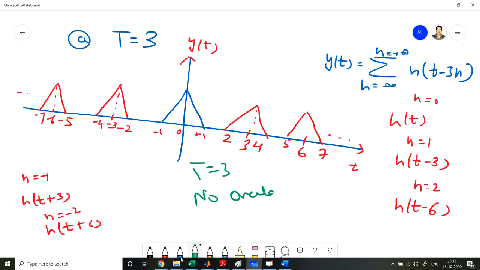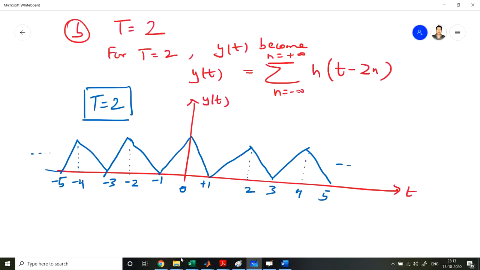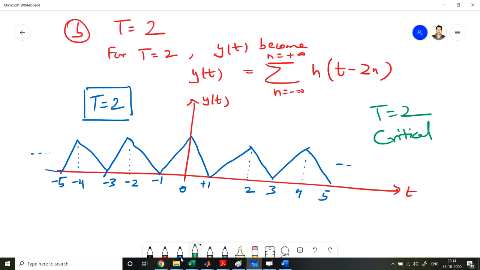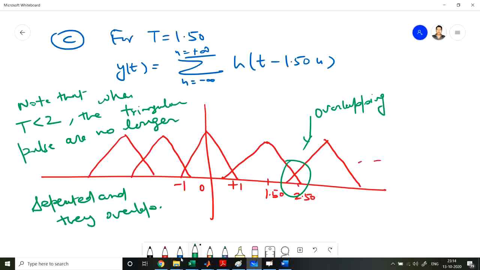If we summarize all the previous cases, when we take T equals 3, there is no overlap and the triangular pulses are separated. When we consider T equals 2, this is the critical condition, we can say. It is just avoiding the overlap. You can see here it is just avoiding the overlap. And when we take T equals 1.5, we get overlapping. So these triangular pulses are overlapping with each other.